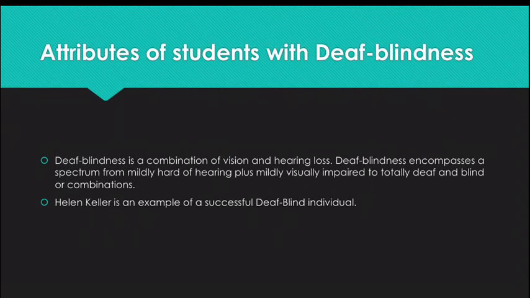Attributes of students with deaf blindness. This is a combination of vision and hearing loss. Deaf blindness encompasses a spectrum from mildly hard of hearing plus mildly visually impaired to totally deaf and blind, or a combination of the severity of vision and hearing loss. It is rare that an individual with deaf blindness is completely blind or completely deaf, but either the vision and or the hearing loss can be present at birth or acquired.